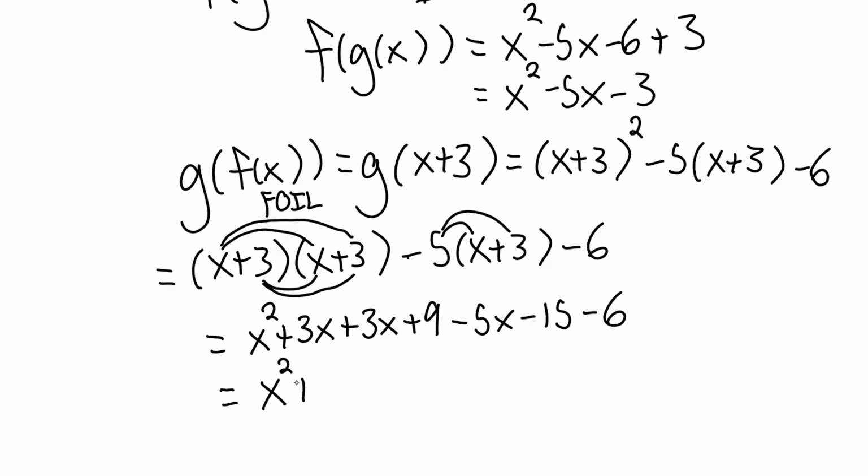So we have x squared plus 6x. Actually, not just 6x, right? We have 3x, 3x, and minus 5x. So 3x plus 3x is 6x, but then we have minus 5x, so we'll just have x. And then we have 9 minus 15 minus 6. 9 minus 15 is minus 6. Minus another 6 is negative 12. So we get x squared plus x minus 12.